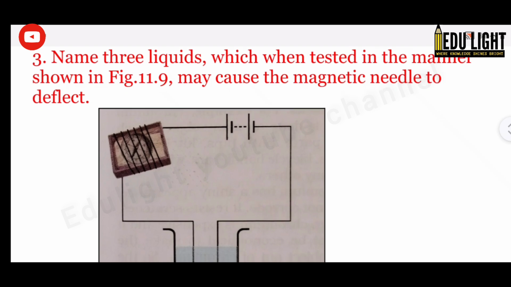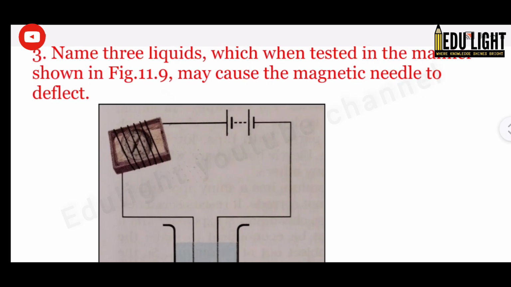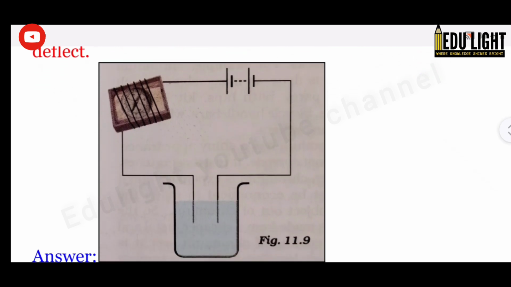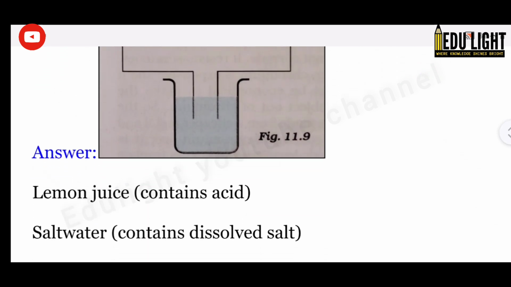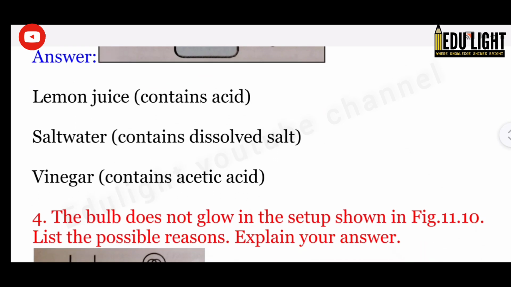Name 3 liquids, which when tested in the manner shown in Fig. 11.9 may cause the magnetic needle to deflect. Answer: lemon juice contains acid, salt water contains dissolved salt, vinegar contains acetic acid.